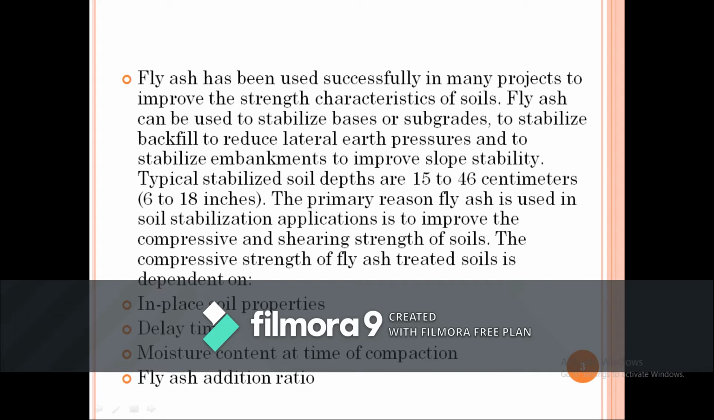So, first thing, in order to increase compressive strength and shear strength, it is used as a backfill material in earthen dams. It is used in stabilizing embankments. So, on what factors is it depending? It is depending on the soil properties, the delay time, and also the moisture content, and also the ratio of fly ash to soil. So, these are the main things.